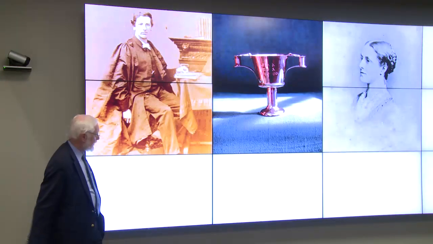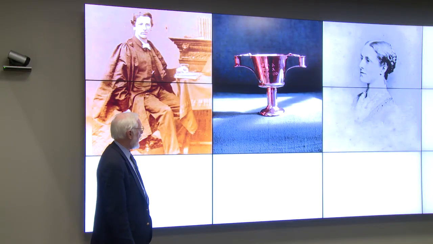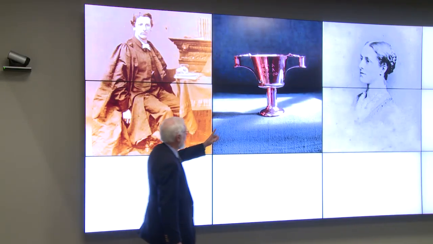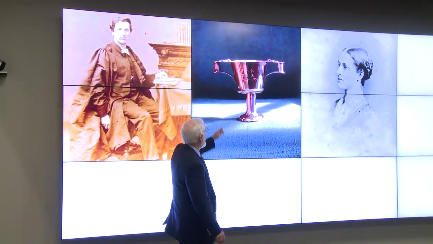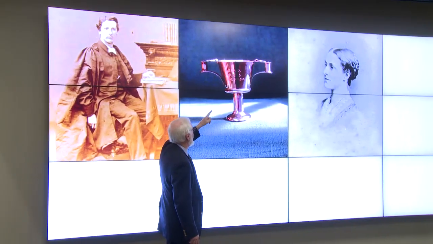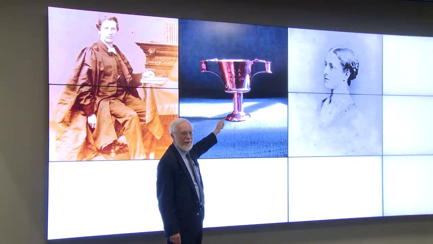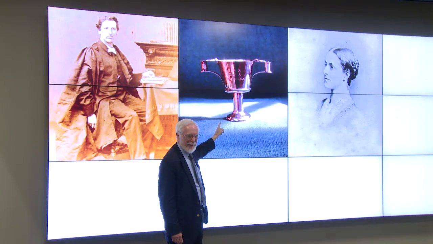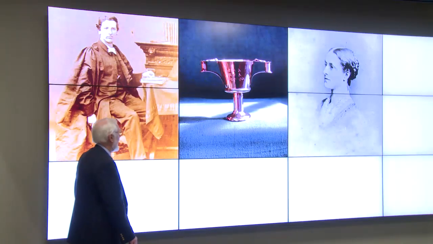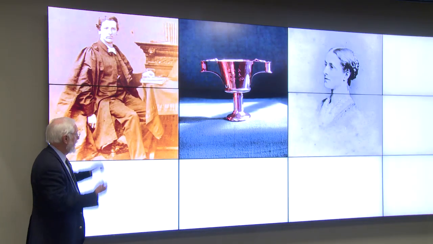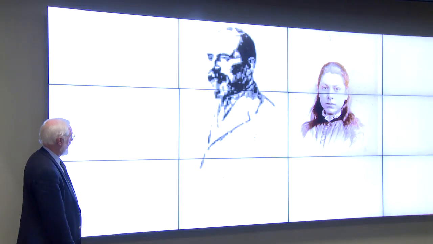He married Mary Rangeley Abbott, and this cup is really very important because this is 2013, and this cup says July 25th, 1913. This is their 50th wedding anniversary cup. Okay, they were married in '63. So the next slide shows their children.